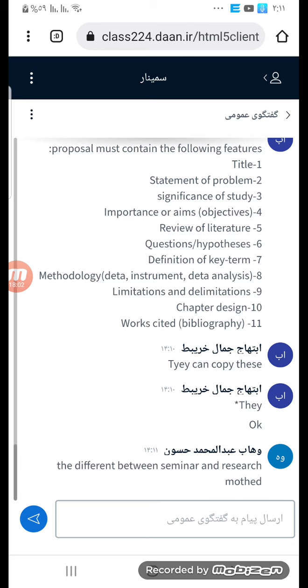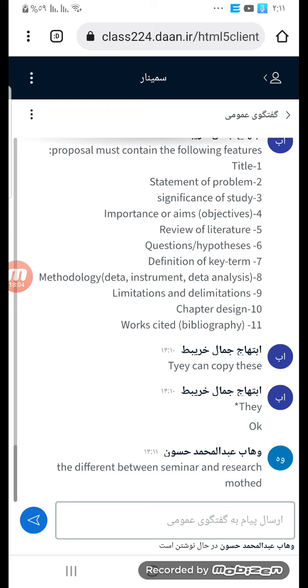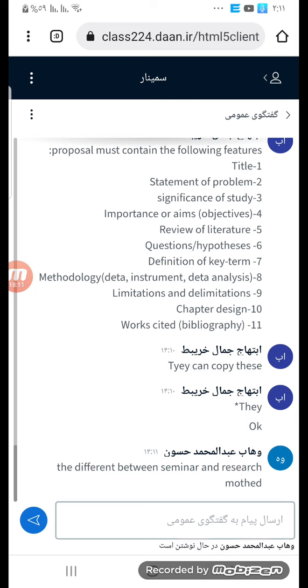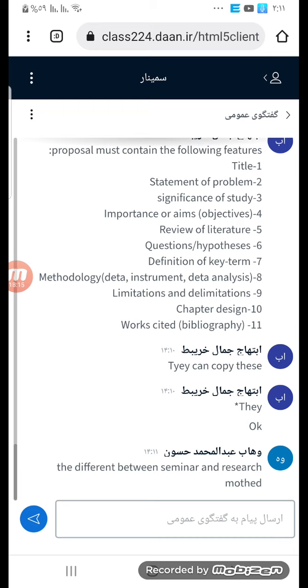Okay? Whenever you say research, research is a common word for all of these ways of doing research. I mean, seminar is a research itself. Thesis is a research itself. Then article is a research itself, you know. And when you say, Wahab, research method, it means methodology, okay?